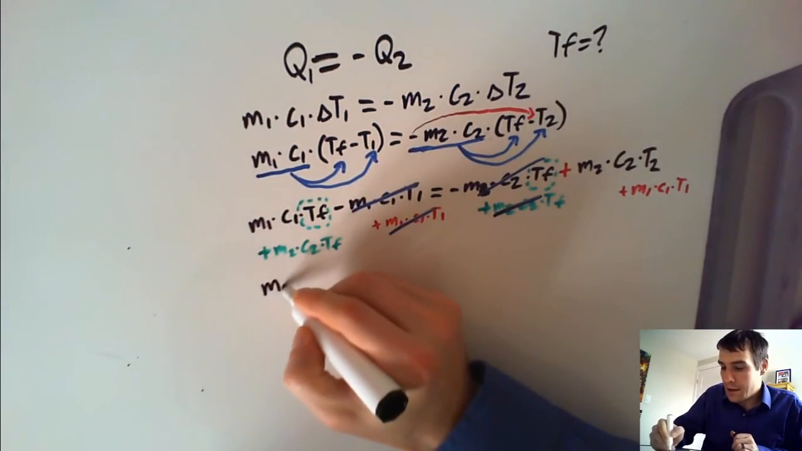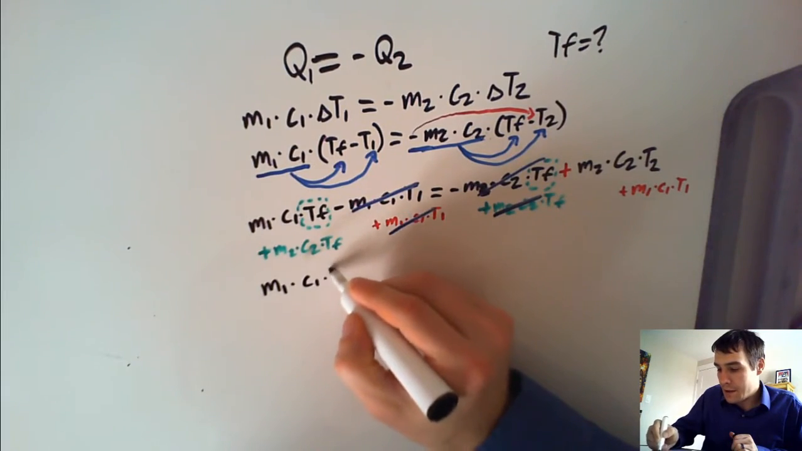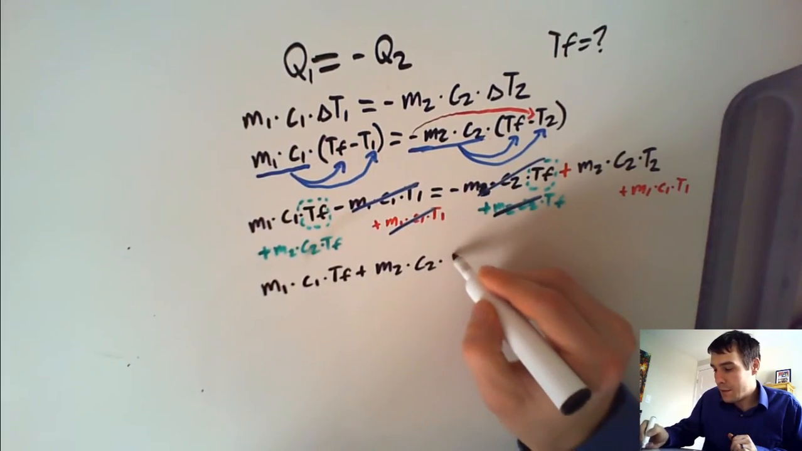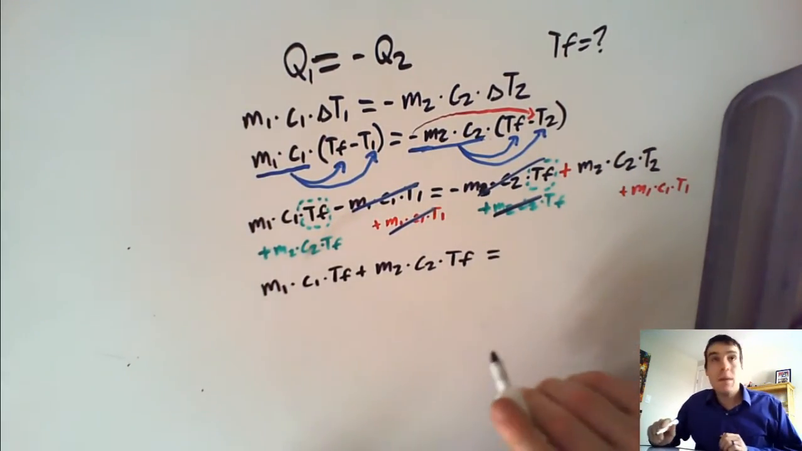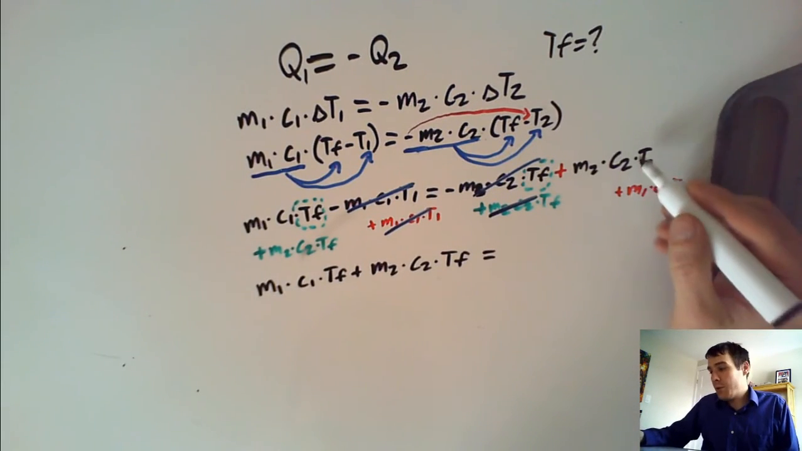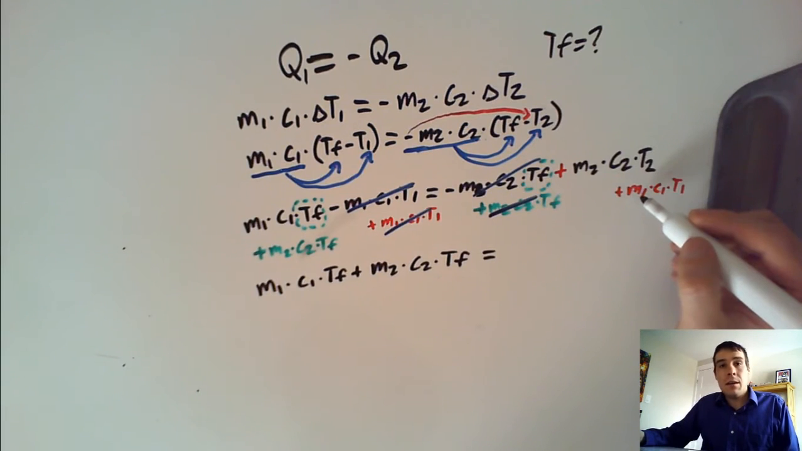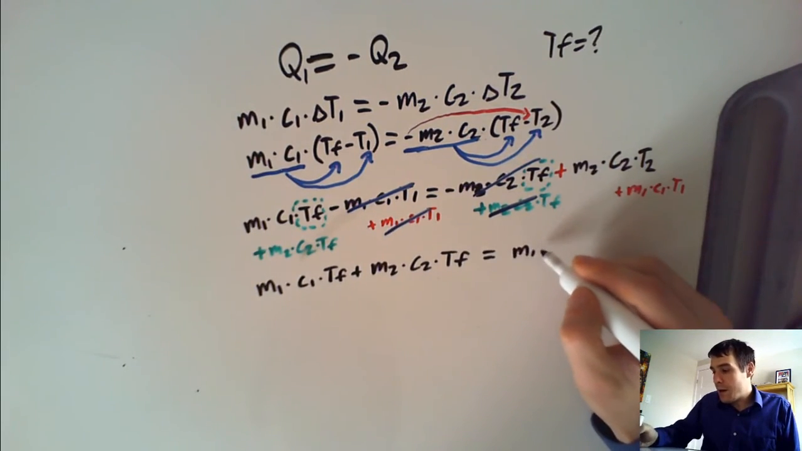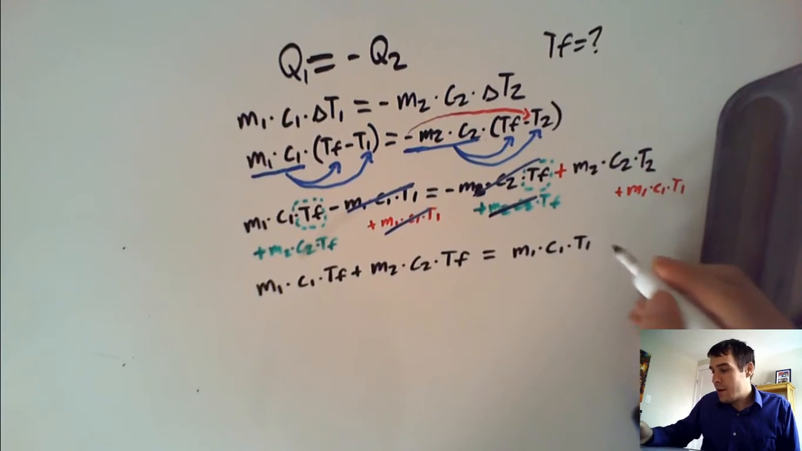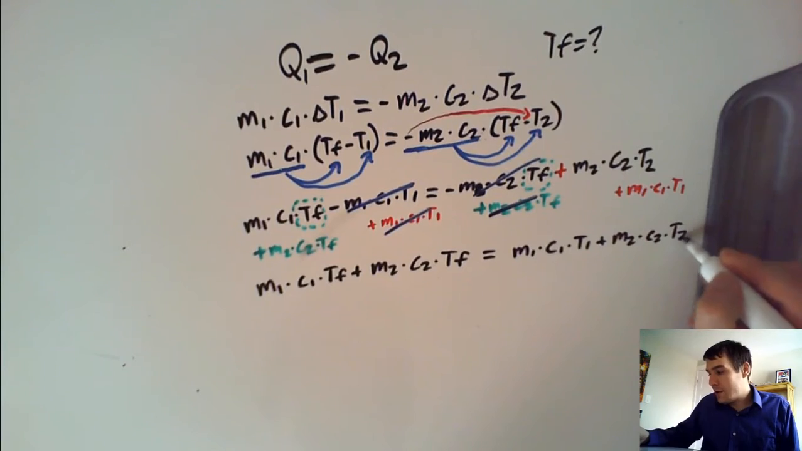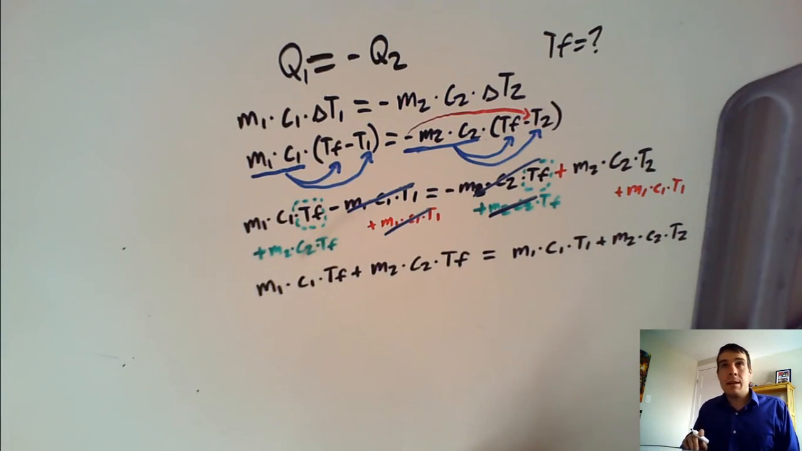So let's rewrite it knowing what we know now. This is, on this side now, M1 times C1 times TF plus M2 times C2 times TF. Right? And that's equal to, that's all gone, but this stays. And it doesn't matter which order we put them in because it's an addition. Right? 3 plus 4 is the same thing as 4 plus 3. 1 plus 10 is the same thing as 10 plus 1. So I'm going to put the M1 C1 T1 first, and the M2 C2 T2 after it. Again, it doesn't matter which way we do it.